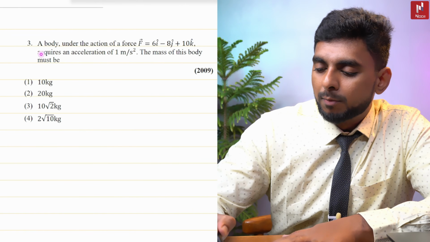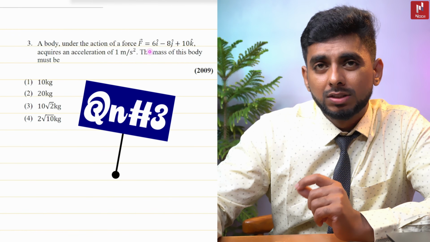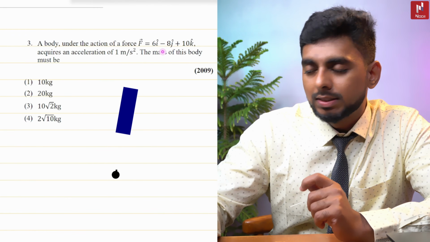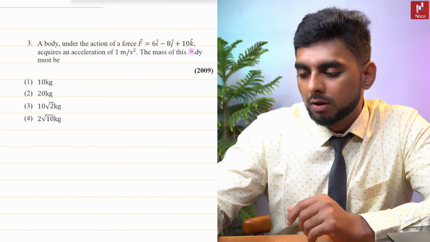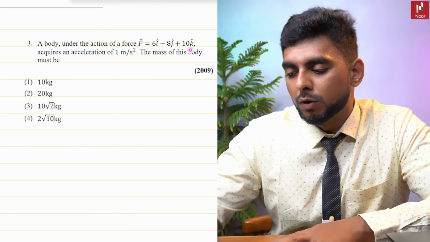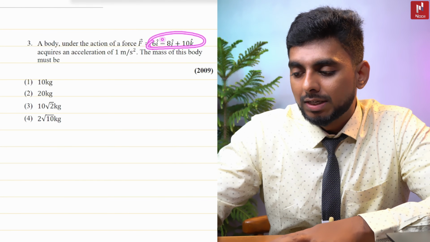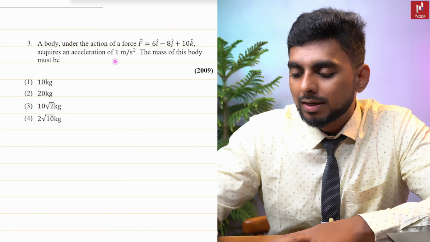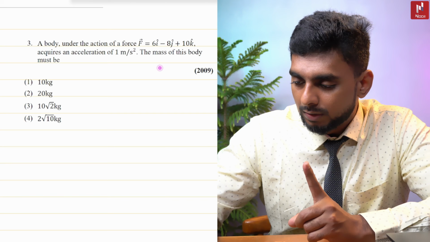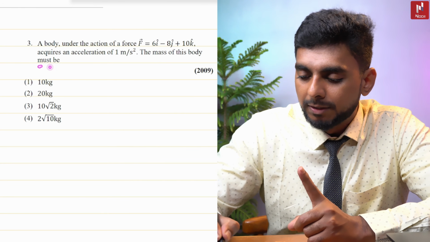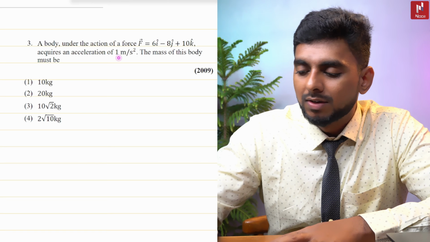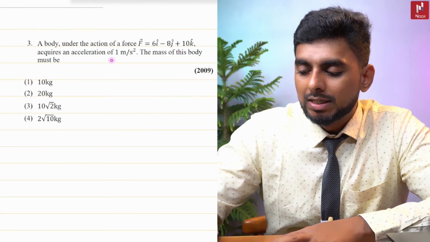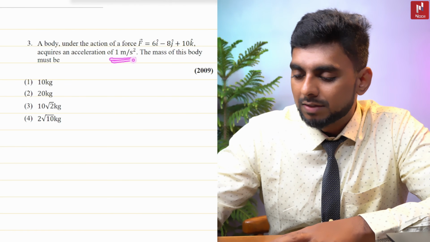Next sum is a body under the action of force vector F, which is equal to 6i cap minus 8j cap plus 10k cap. So that is a force that is acting on a body, and they have given us the force in vector form itself. It acquires an acceleration of 1 meter per second square. The mass of this body must be? So I need to get the mass of this particular body, and they have also given us that it acquires an acceleration of 1 meter per second square. So that stuff is also done.